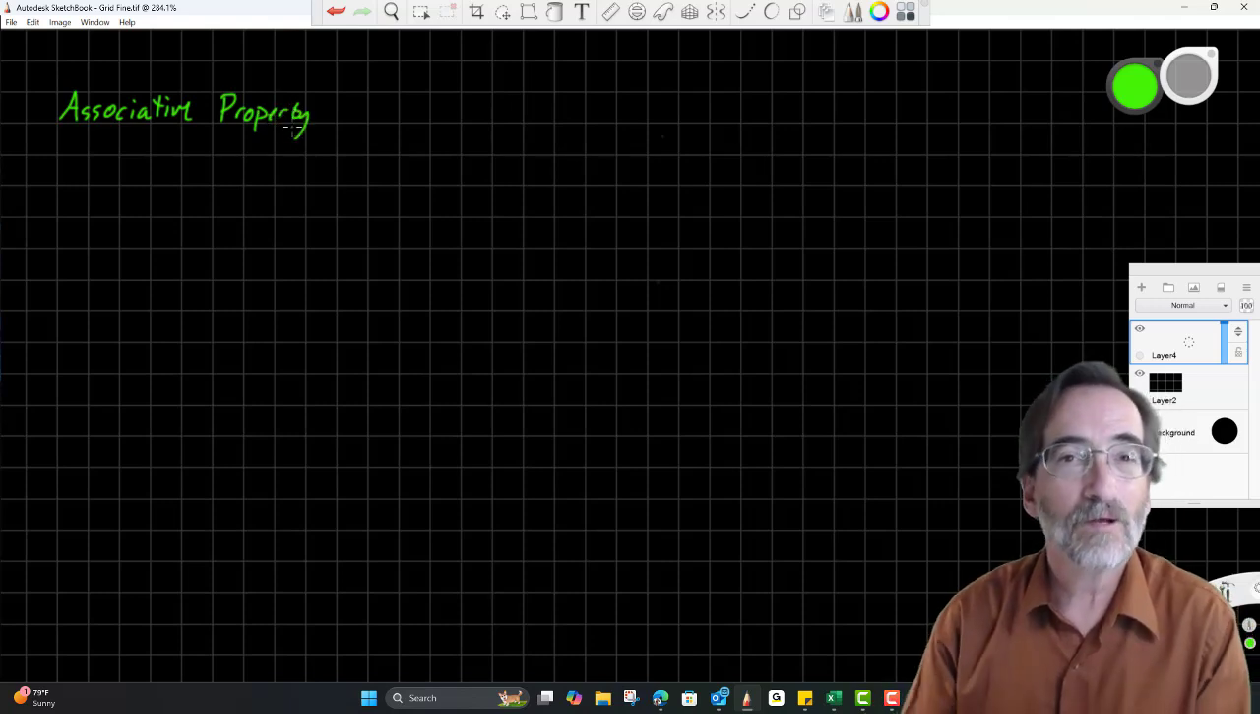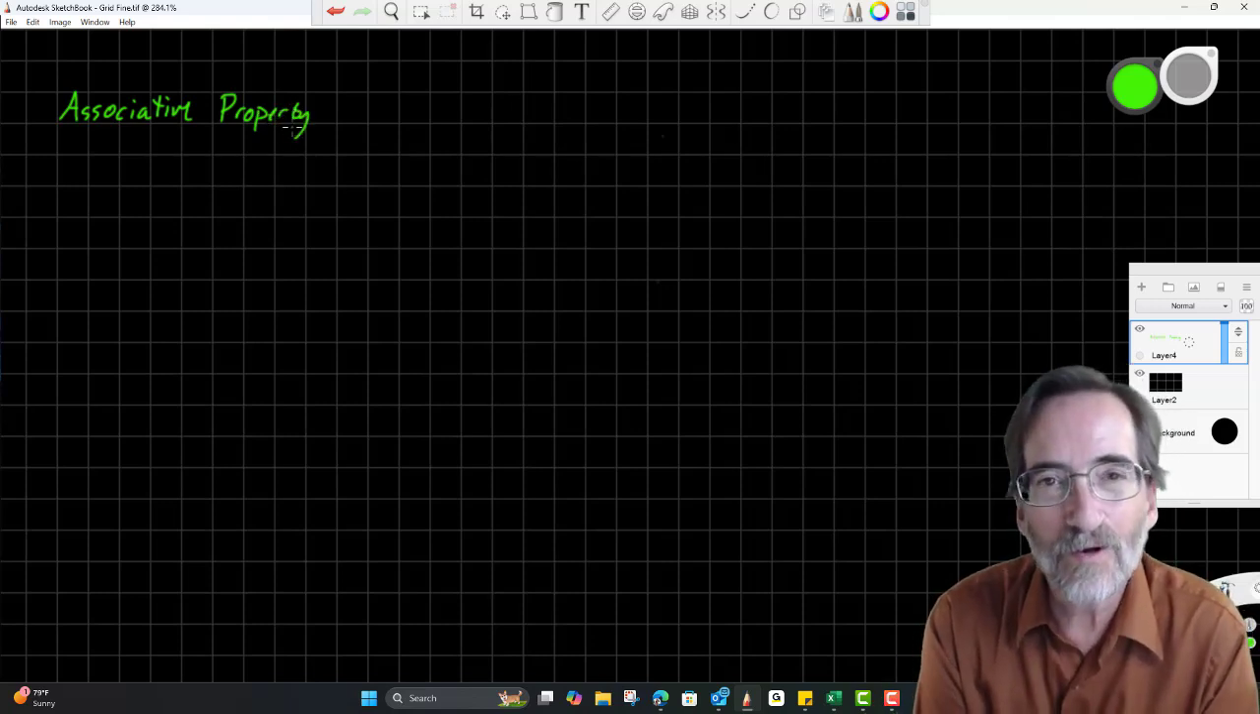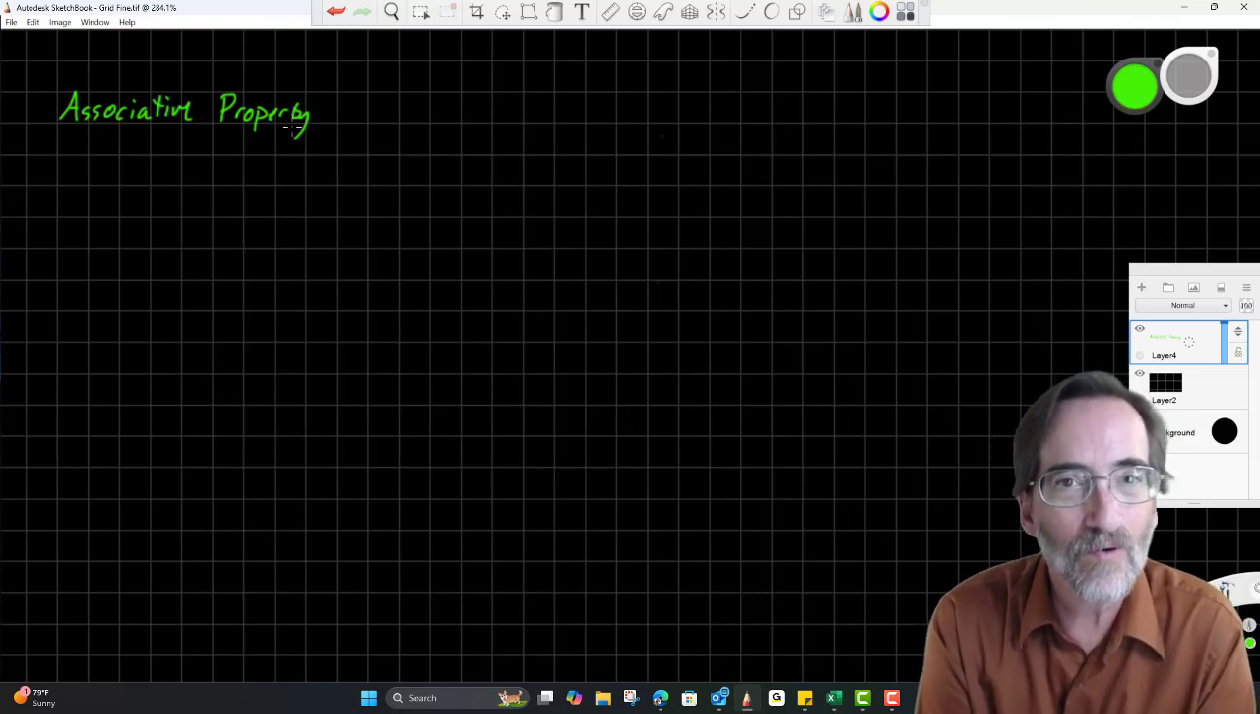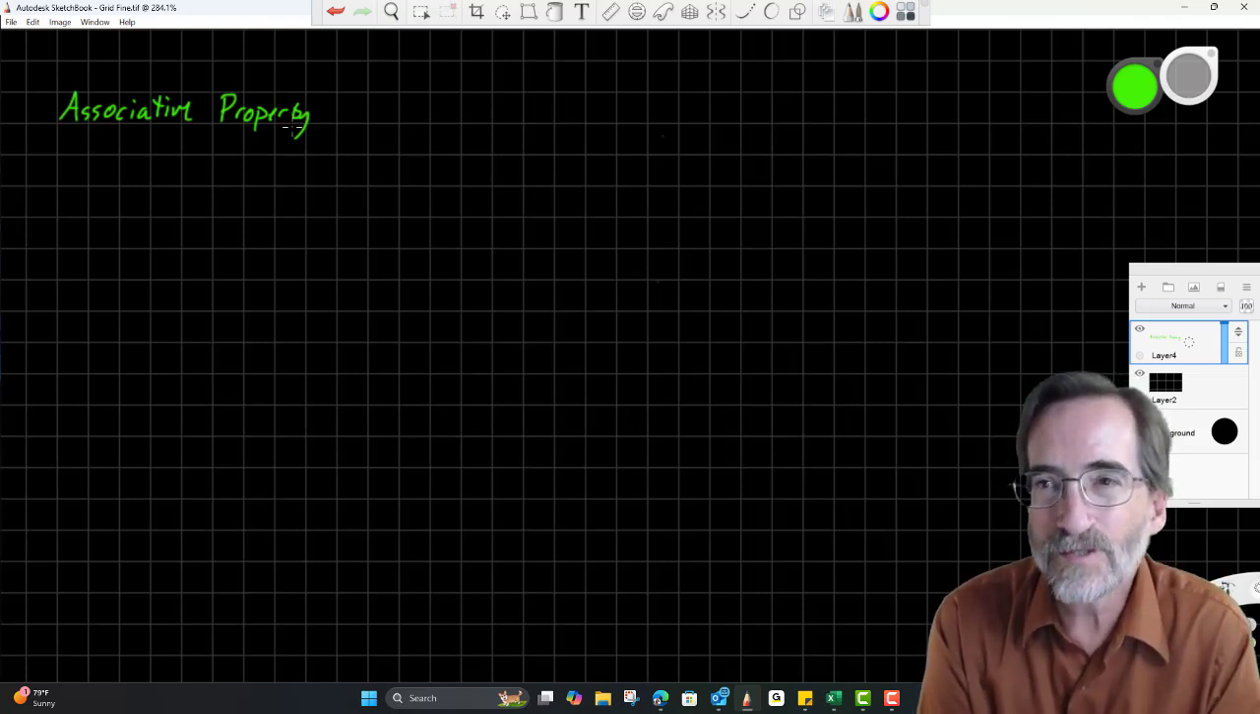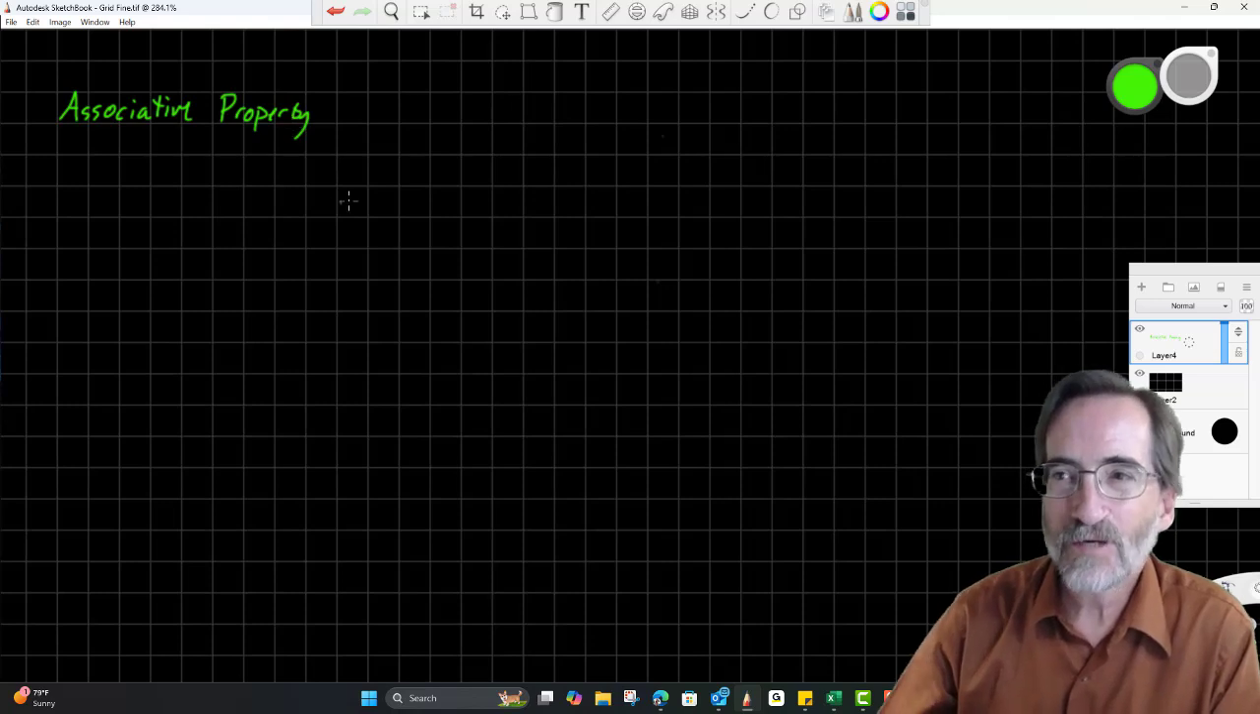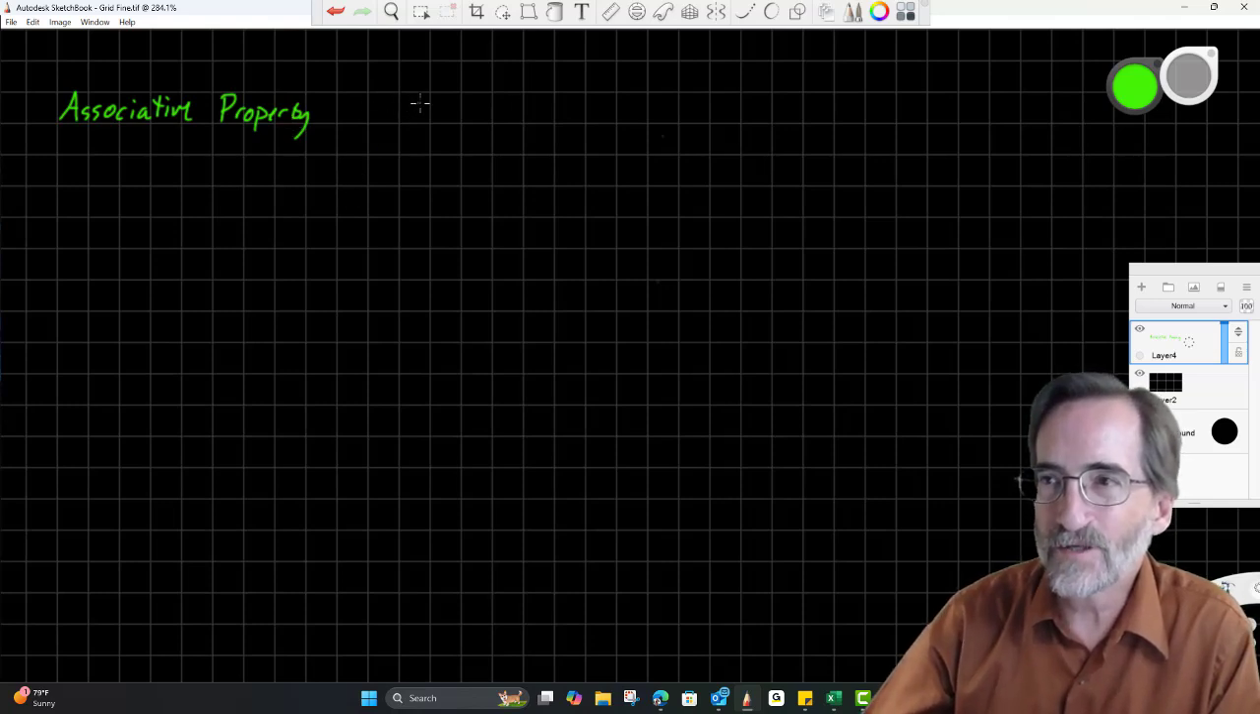The associative property is all about grouping. So it's about who your associates are, who you're with, what your group is. And so it's all about changing parentheses. I gave you an example like this.